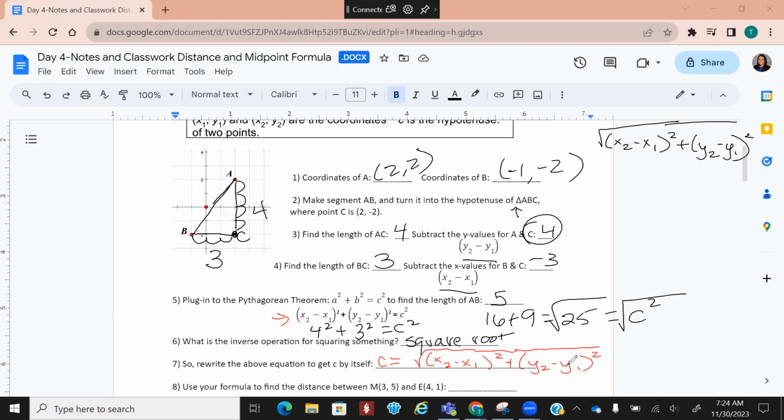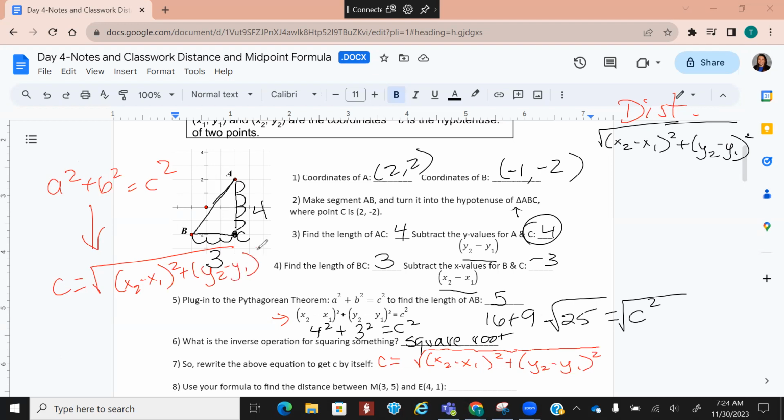What does this look like? What formula is this? The distance formula. So this is, take the Pythagorean theorem, which is a squared plus b squared equals c squared, and you're turning it into solving for c, and that's the distance formula. That's what this is proving. And this is finding the distance of this guy.